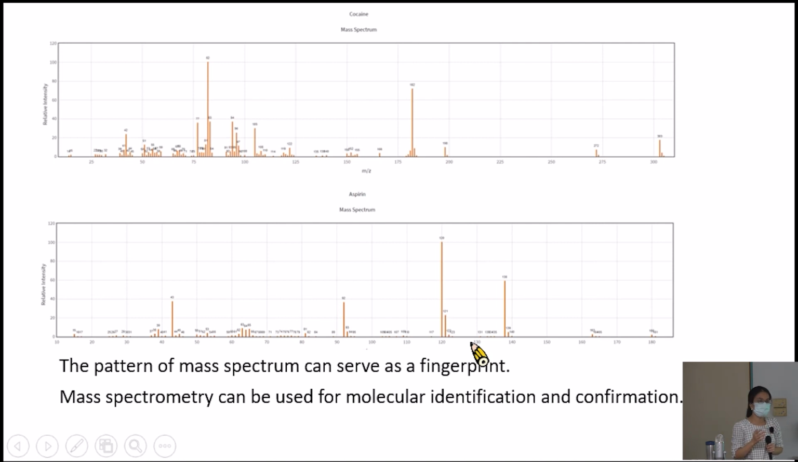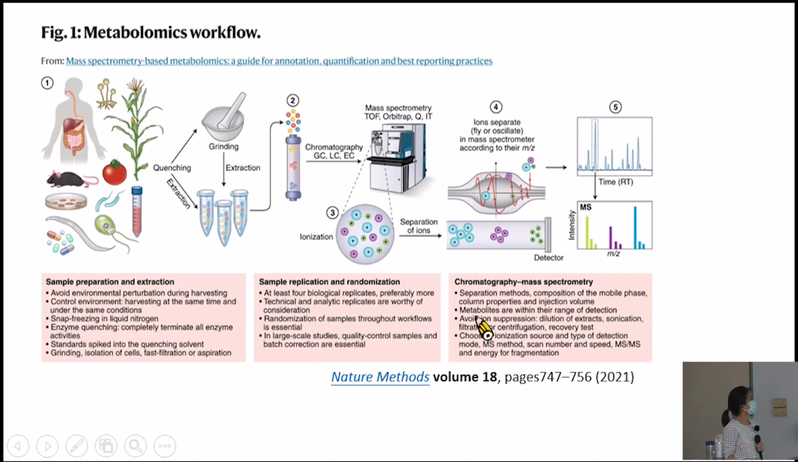So that's basically how we determine metabolites and why we can use this approach as a tool for metabolomics, our topic today. Because different compounds have different unique mass, different unique fragments, and different unique spectra, we can use this to identify and confirm different compounds. Okay?